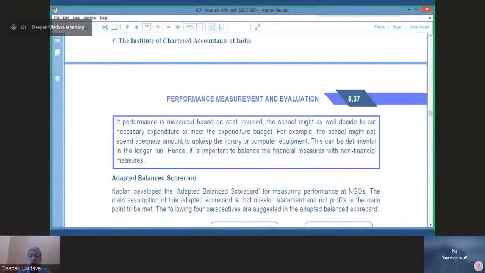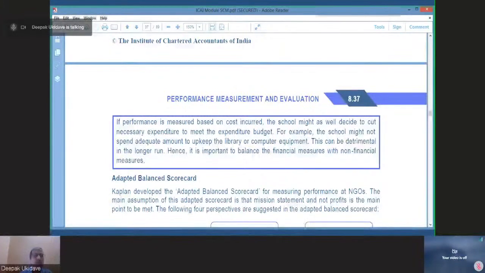School might not spend the amount on upkeep of the library or computer equipment. You know how important the library or computer lab is in a school nowadays. Students are all on online learning, and they have to be trained in various modules. So obviously the computer lab, availability of computer equipment, and providing library facility are very important things. If management tries to cut on the cost of library and computer equipment, obviously that is detrimental in the long run. So it is very important to balance the financial measures with non-financial measures, particularly while evaluating the performance of a not-for-profit organization.